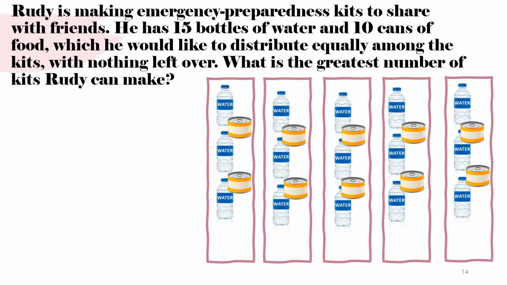So you would continue this on until you got to 10 cans of food, which again would not work. 10 is divisible by 10, but 15 is not divisible by 10. So 5 is the greatest number of kits that Rudy is able to make that meet his conditions of the food being distributed equally among the kits and nothing being left over.